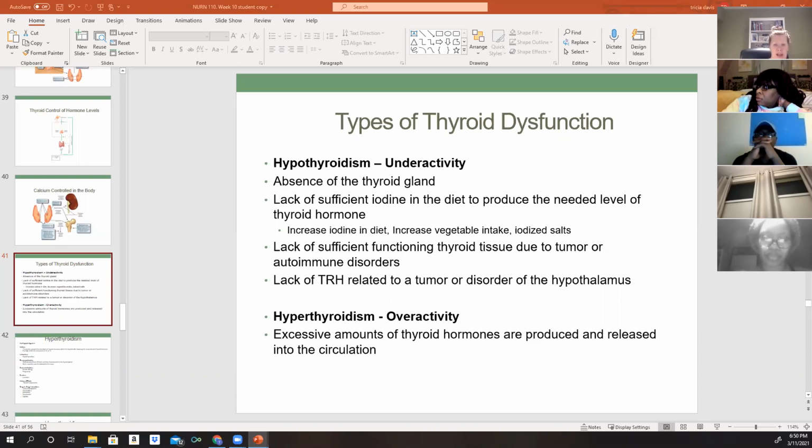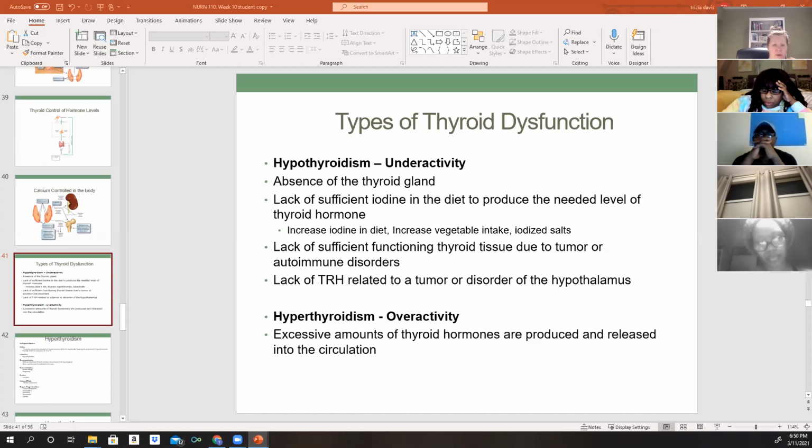Then we have hyperthyroidism, which we said is excessive amounts of thyroid hormone released into the circulation. So you will see patients that have too much. Sometimes they get what's called Graves' disease. You'll learn a lot more about that next semester.